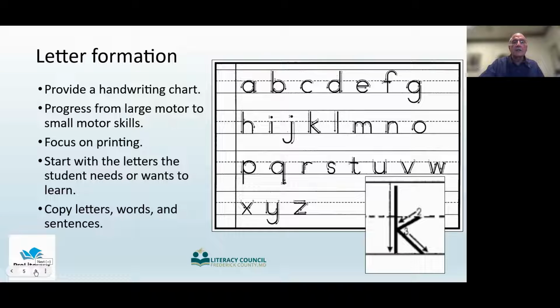Let's do a brief exercise. Ready? Pretend you're a beginning student. Take a piece of paper and a pencil and write the first 7 lowercase letters, A through G, of the alphabet. Say the name and sound of each letter as you write it, but use only your non-dominant hand, the one you don't normally use to write with. I'll give you a minute.